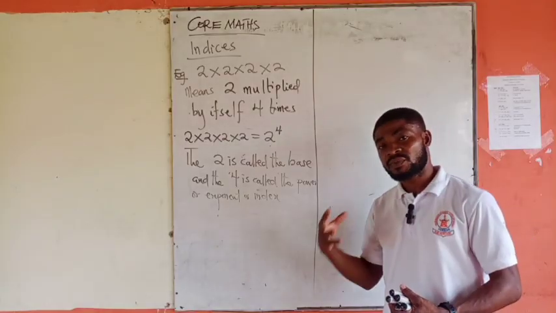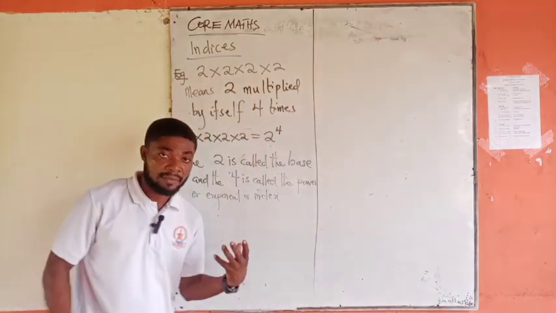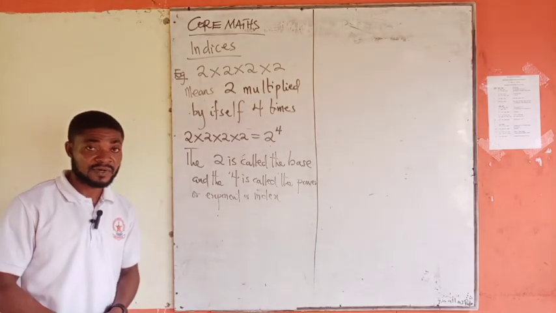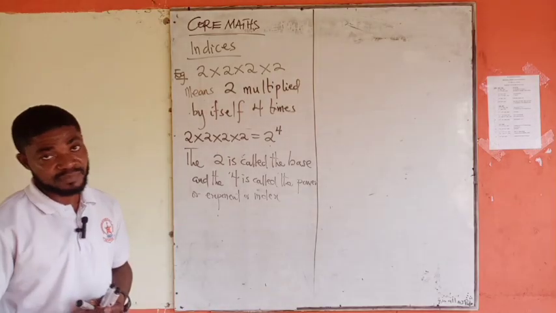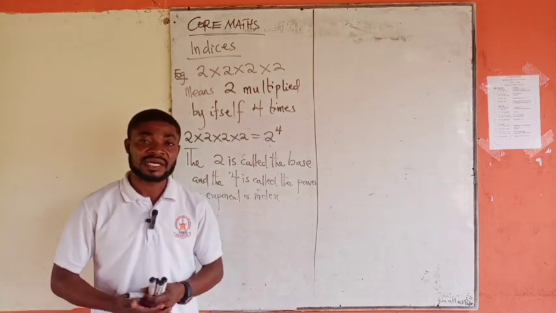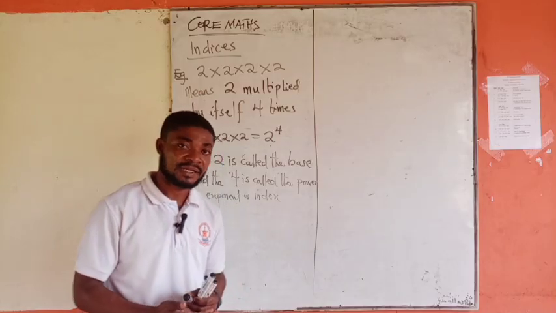Now there are some rules and regulations, or laws, and some properties about this whole concept of indices. But I would want us to look at the laws for the time being. We look at the first basic 6 or 7 laws. Then when we are done with that, we will end. Then in the subsequent lessons, we work with more examples.